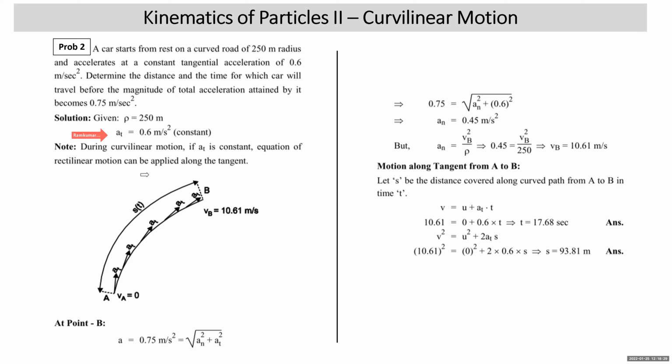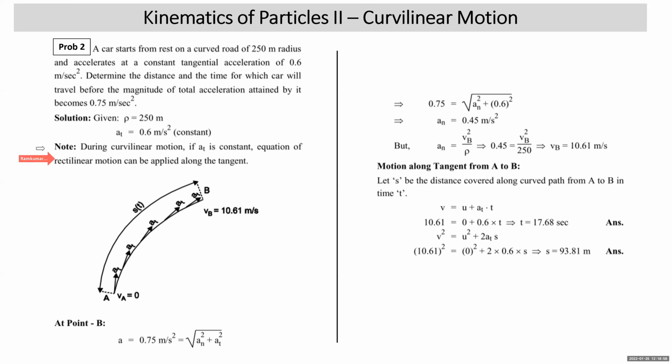Tangential acceleration is constant. If tangential acceleration is constant, then can you see that I have considered the motion from A to B. AT is constant means along the tangent acceleration is constant. Can you see that along the tangent at 4-5 locations I have shown tangential acceleration. So this signifies that for this curvilinear motion, tangential acceleration is constant. Students, when tangential acceleration is constant, we can use equations of motion along the curved path, along the tangent.